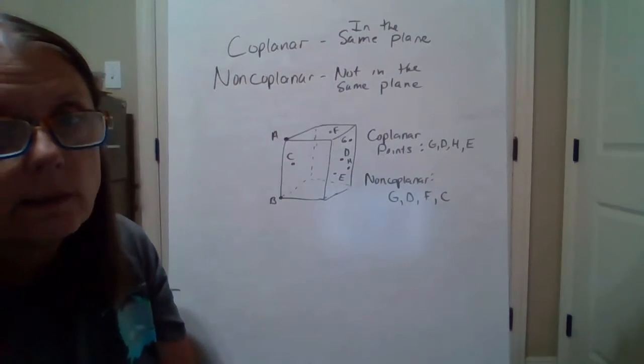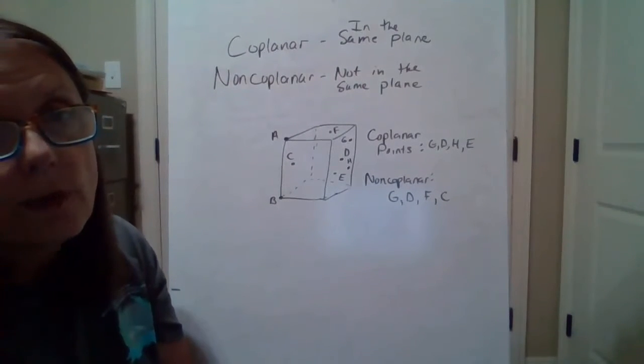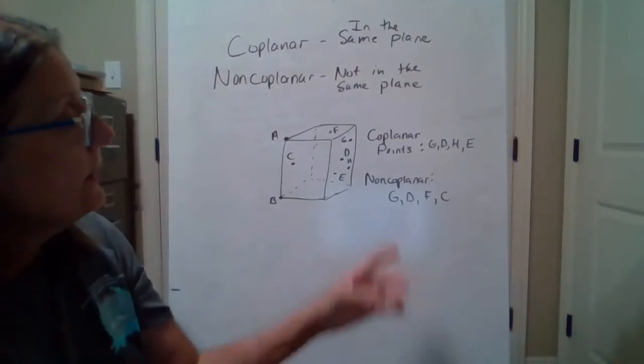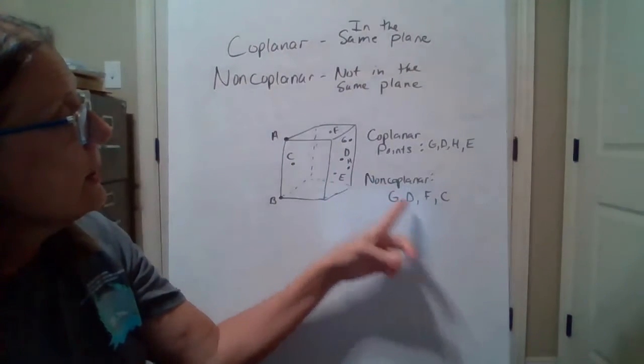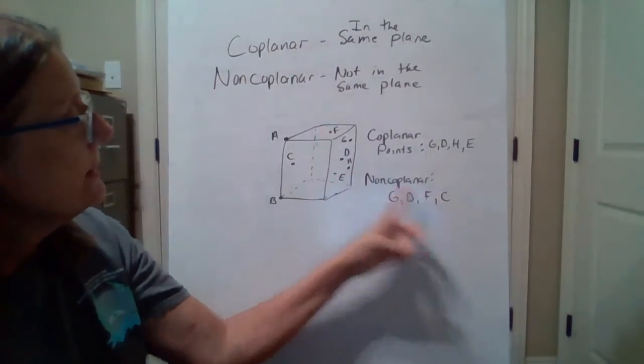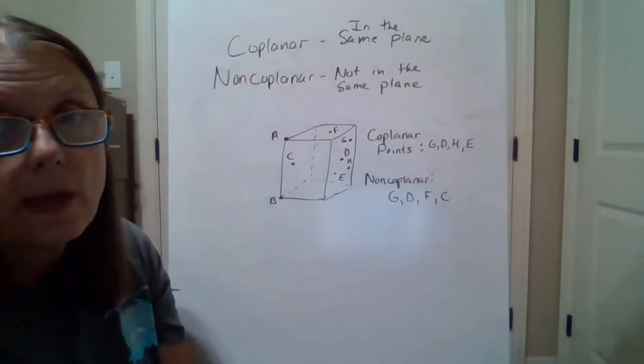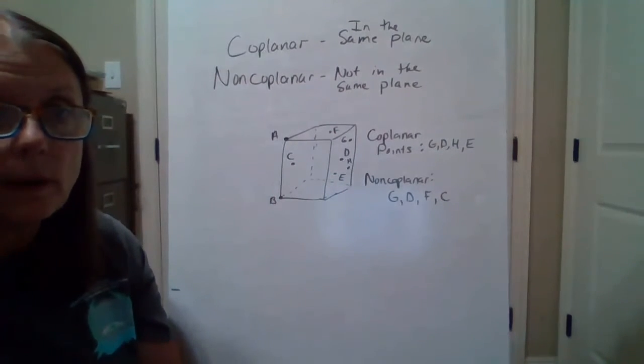Non-coplanar points, I just chose any 4 that were not in the same plane together. Even though G and D are, F is not and C is not. So that would be non-coplanar.